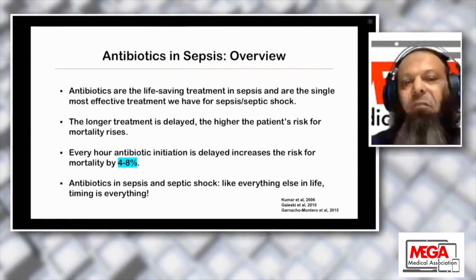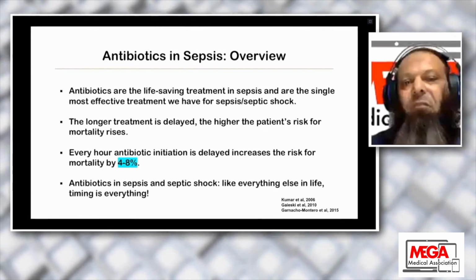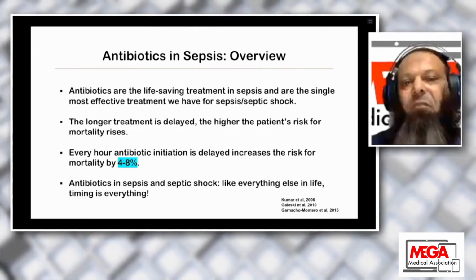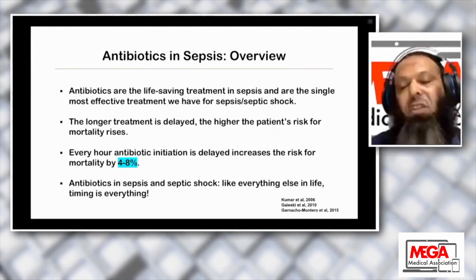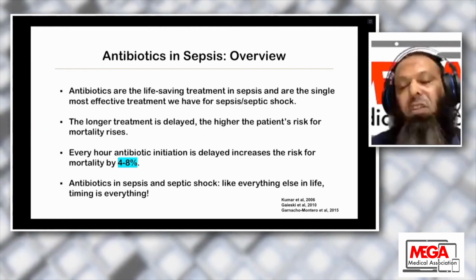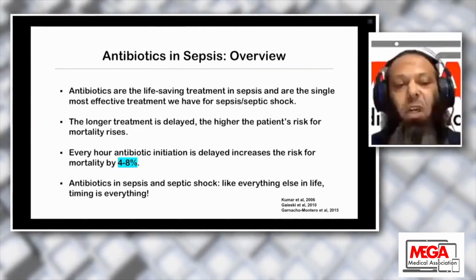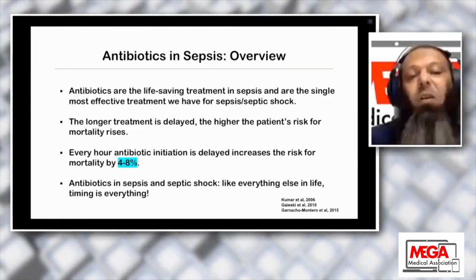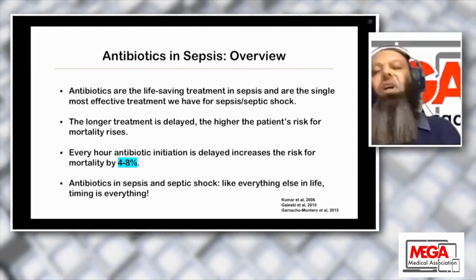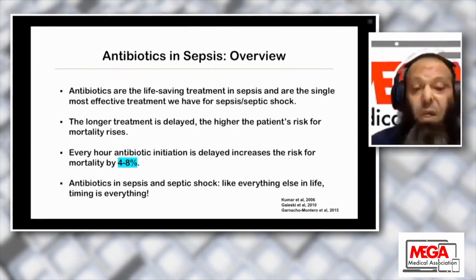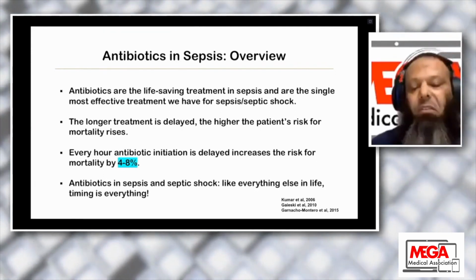The longer treatment is delayed with giving the antibiotics, the higher the patient risk for mortality rises, of course. And in 2006, from Kumar et al., which was the classic study that we rely on for the timing of antibiotics in septic shock, every 1 hour antibiotic initiation is delayed, this, of course, increases the risk of mortality up to 8%. Antibiotics in sepsis and septic shock, like everything else in life, timing is everything.